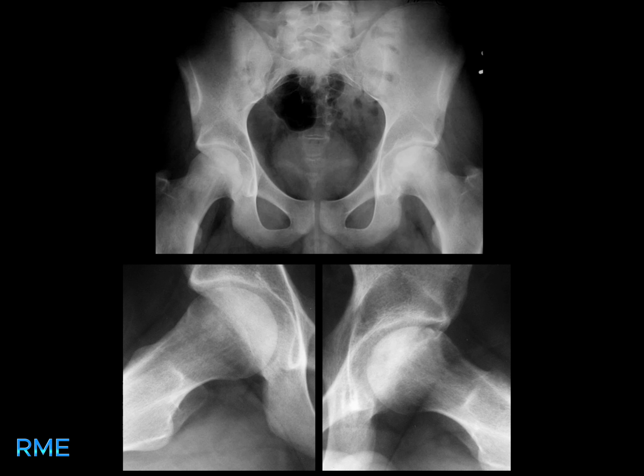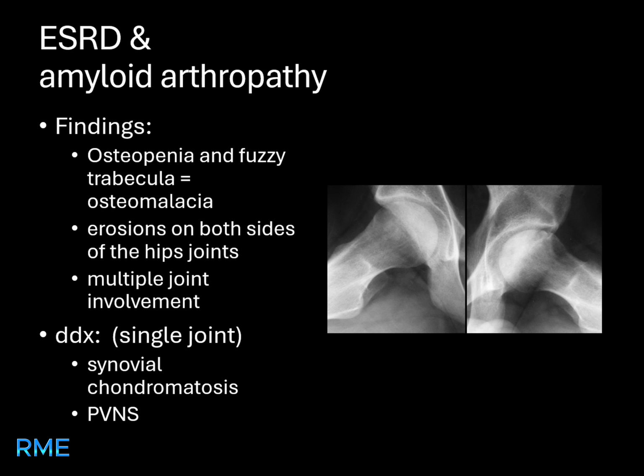This image shows osteopenia, fuzzy trabecula, erosions on both sides of the hip joints, and multiple joint involvement. These findings are characteristic of end-stage renal disease, ESRD, with amyloid arthropathy. Differential diagnoses for single joint involvement include synovial chondromatosis and pigmented villonodular synovitis, PVNS.